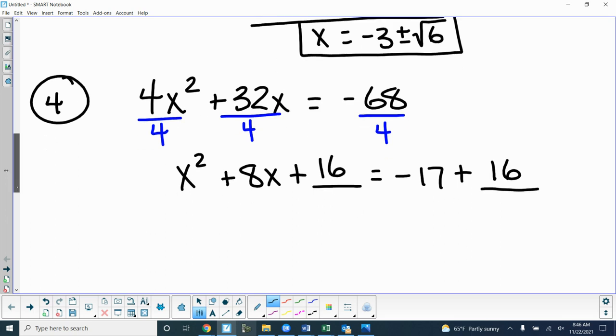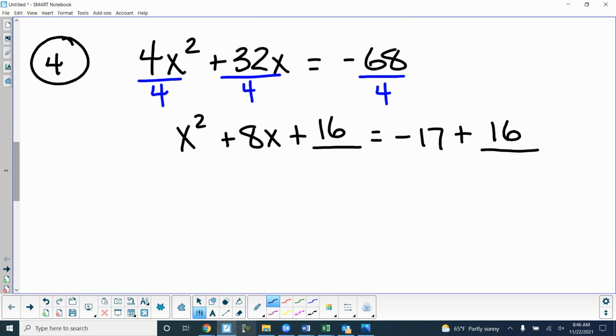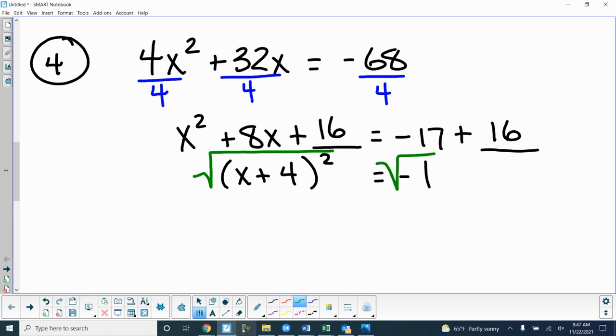All right, so now we're going to factor this. Square root of x squared, plus, in front of the 8, square root of 16 is 4, and squared. When I add those two terms, I get a negative 1. So now I take the square root of both sides to get rid of that squared part, so that I have x plus 4 now. What's the square root of negative 1?